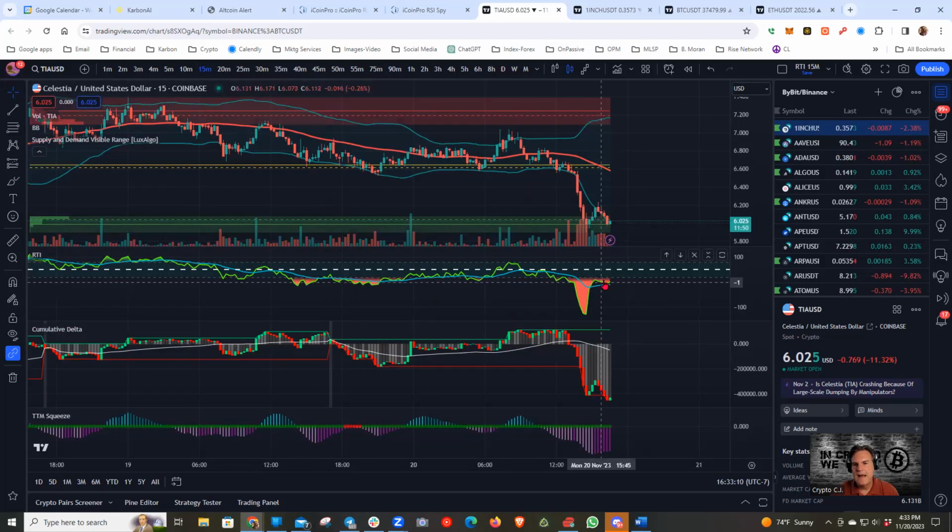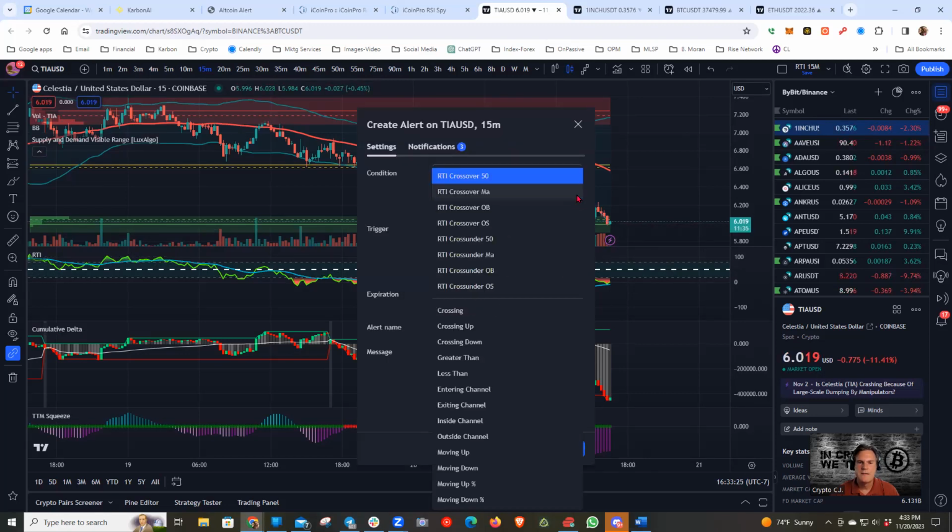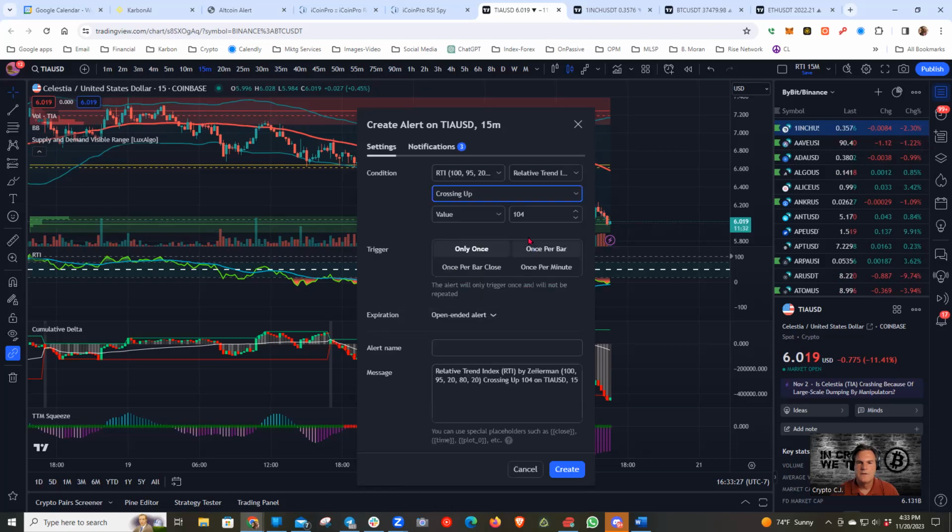On the RTI, it hasn't broken above the 20 yet. It's obviously dipped below it, but it hasn't broken above it. So if you're on Coinbase and you want to do a spot trade, you might want to set an alert here on the RTI. For a spot trade, it's going to look like this. We're going to be crossing up on the 20.